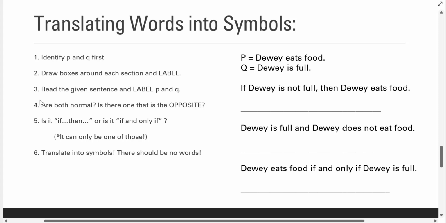So here I have the steps. Step 1 is identify P and Q first.